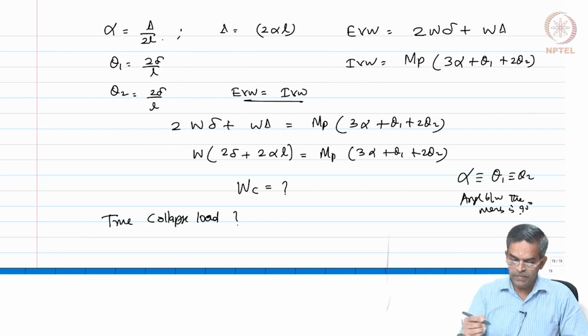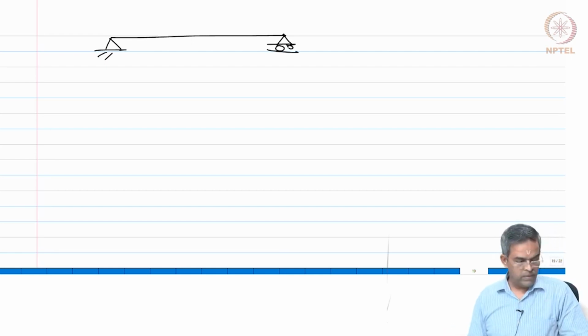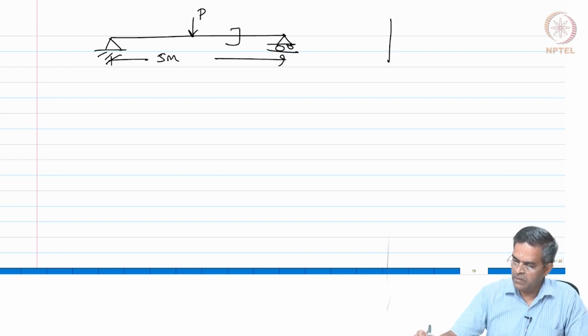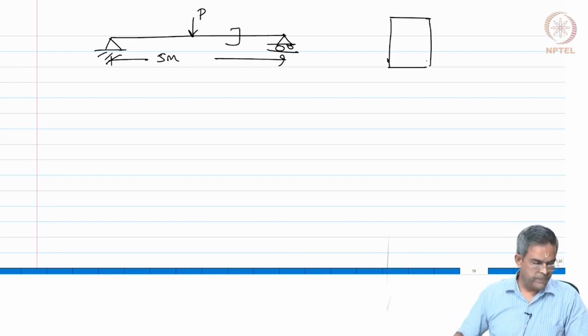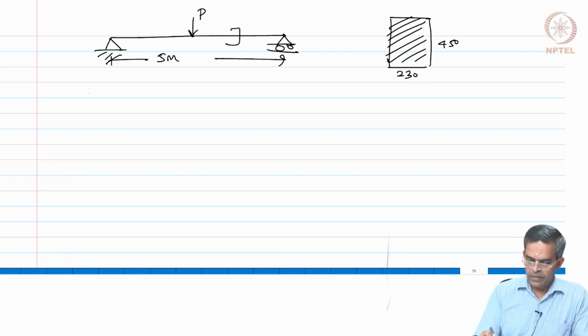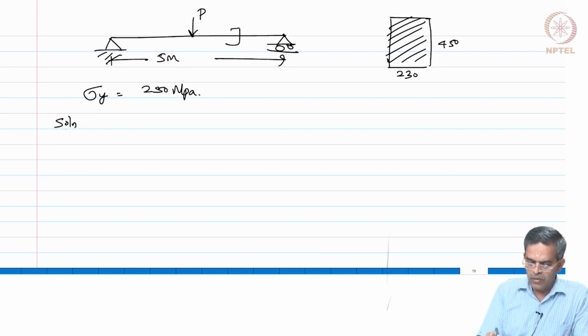So, the beam is like this. So, simply supported beam, central load for a span of 5 meters. The cross section is a rectangle of size 230 by 450. Take yield value as 250 megapascal. Okay. Let us try to find the solution of this.